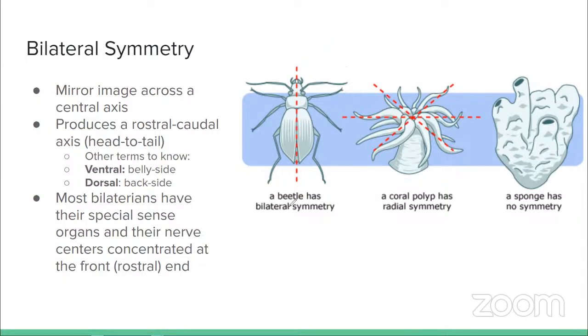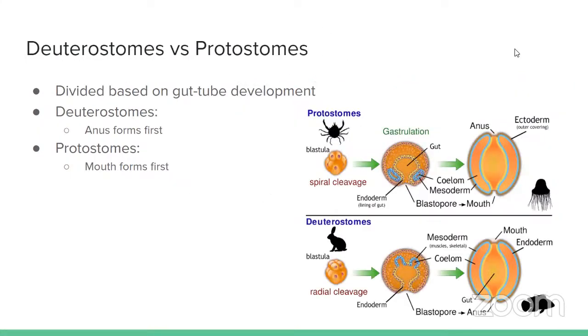So when we're thinking about bilaterans, we've got this central axis, and it has a front end and a back end. Most of our bilaterans are going to have their sensory organs and their nerve centers at this rostral end. Basically, we form a head at the head end, rather than at the caudal end, the tail end. So it's a common basic body plan, but we can get more specific, unfortunately.